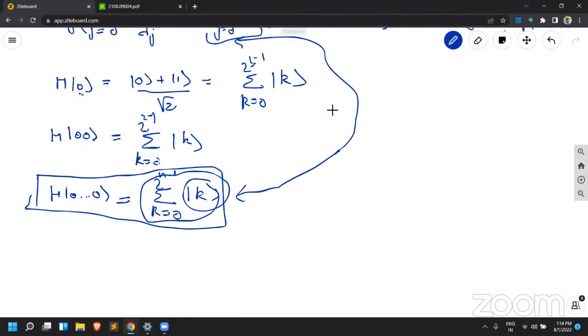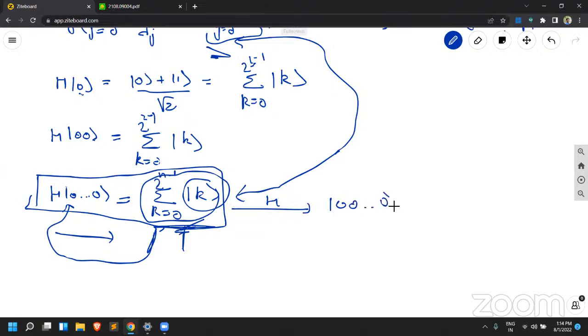So we are going to apply Hadamard to this state, which is the same as this state. If you're applying Hadamard in this direction, you're going to get this. If you're applying Hadamard on this state in the backward direction, you're going to get back these zero states. So basically, you apply Hadamard to this, you're going to get zeros.